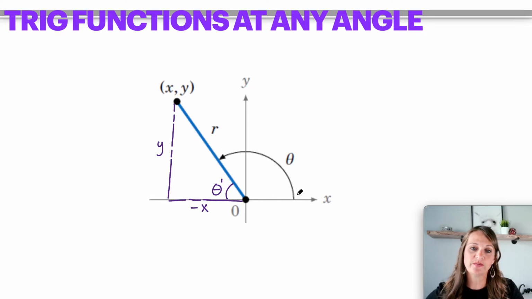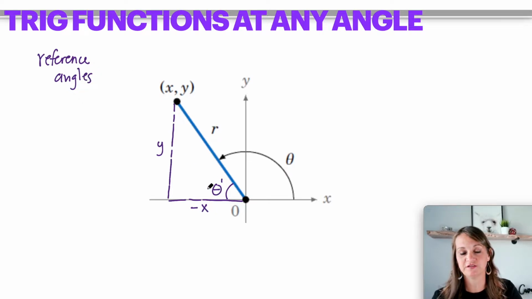But if theta is going from the initial side, this becomes your reference angle. Remember how we discussed in the past that the reference angle is the angle distance from a terminal side down to the x-axis, the shortest distance to the x-axis. So this actually becomes your reference angle. And that is why reference angles are important, because you can still find the different sides of the triangle with them. It does not change the fact.